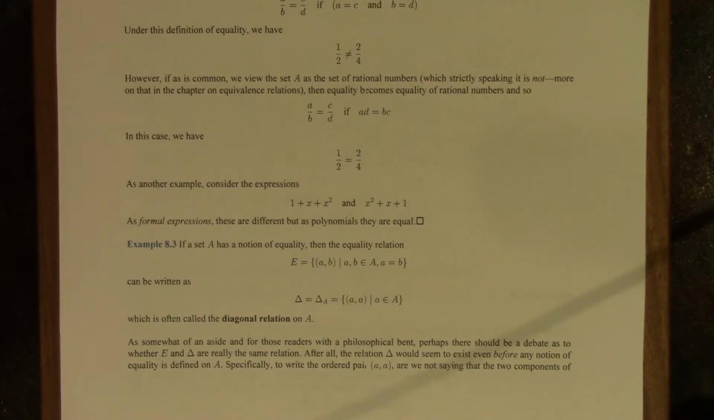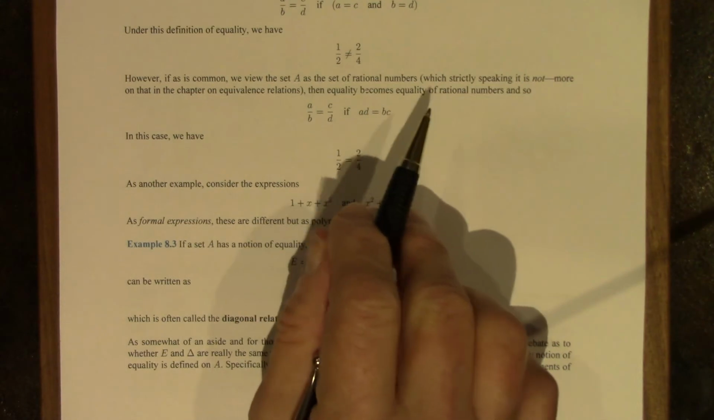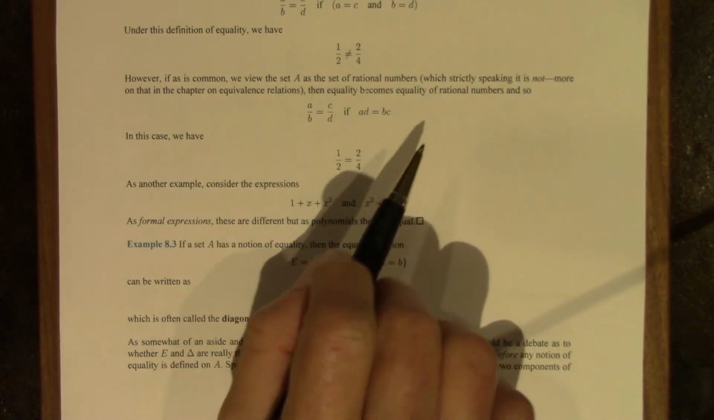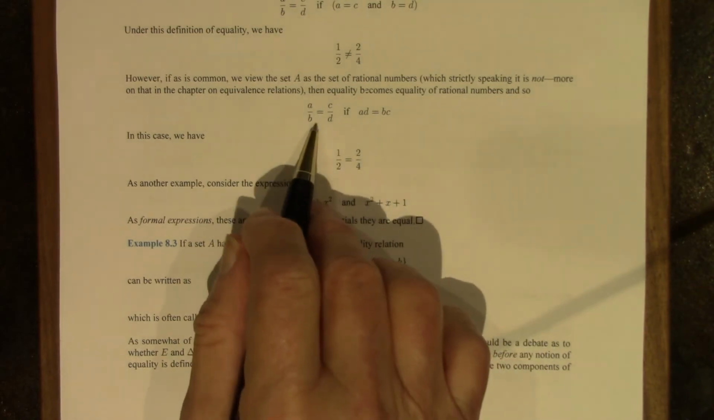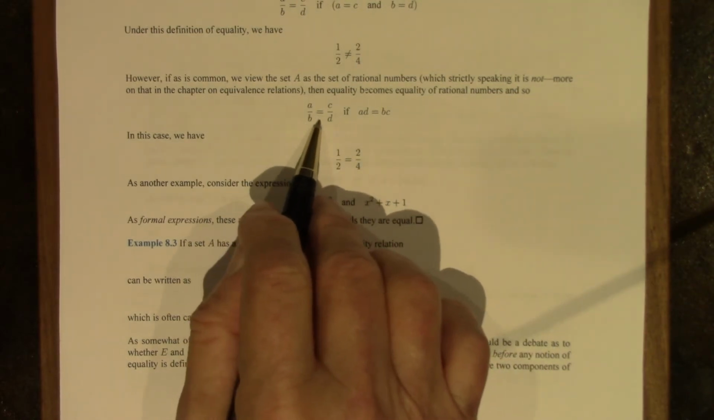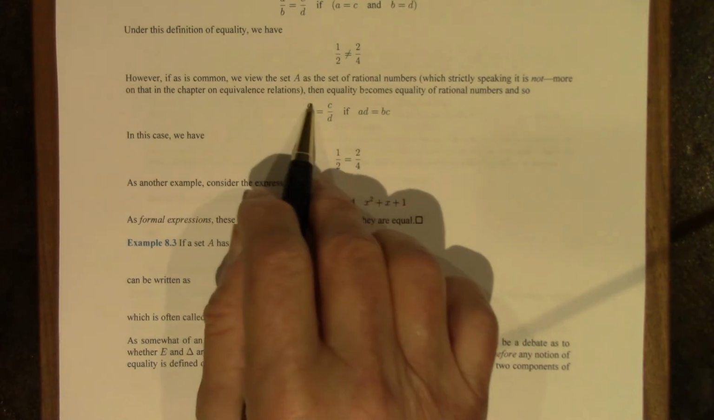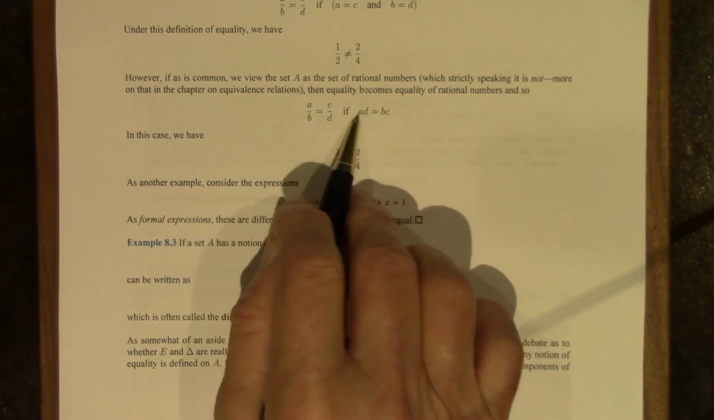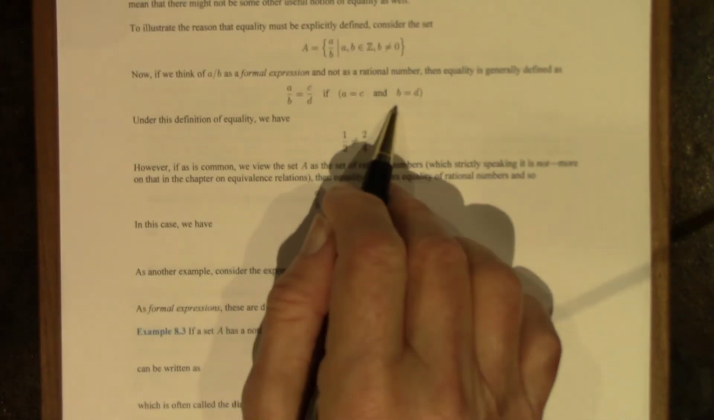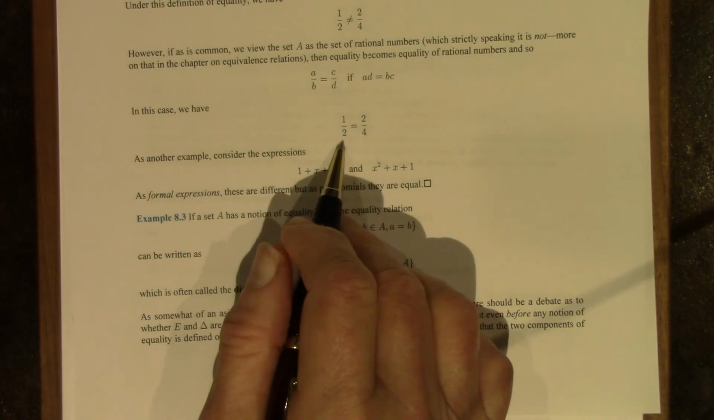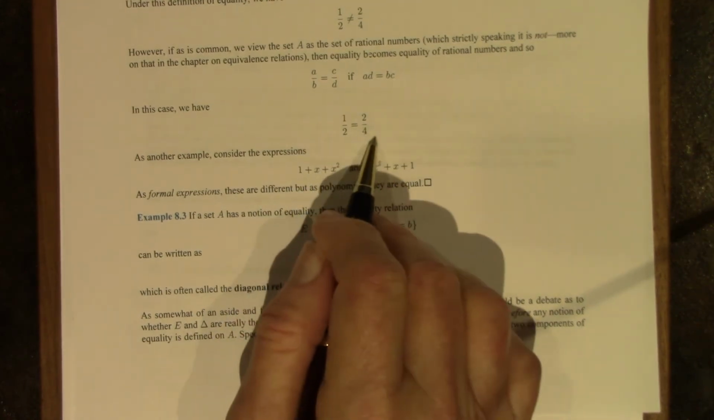If we think of A as the set of rational numbers, which is quite common, then equality is defined as equality of rational numbers. And that is A over B equals C over D if the cross products AD equals BC. That's different from the previous definition of equality. And now we do have 1/2 equals 2/4.